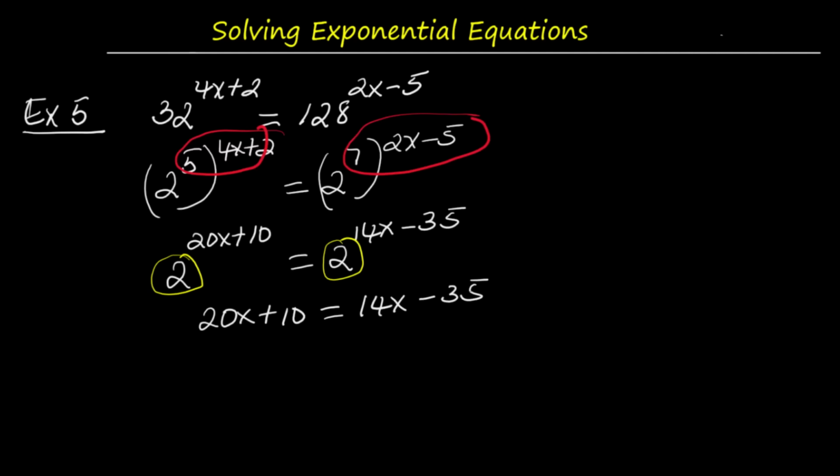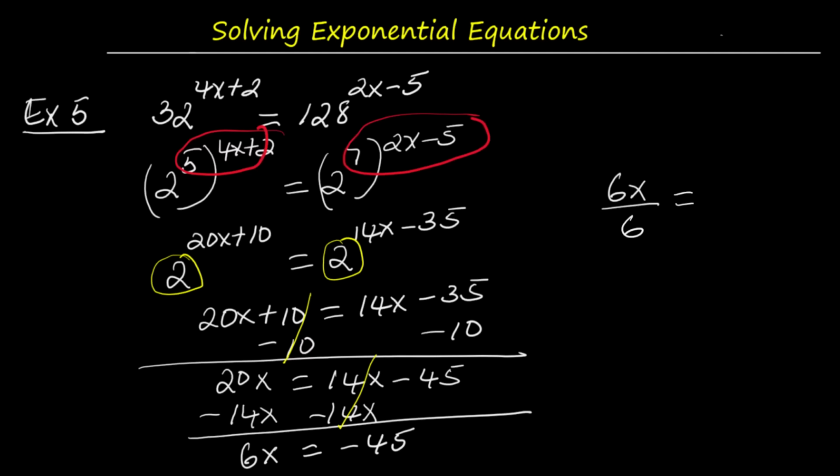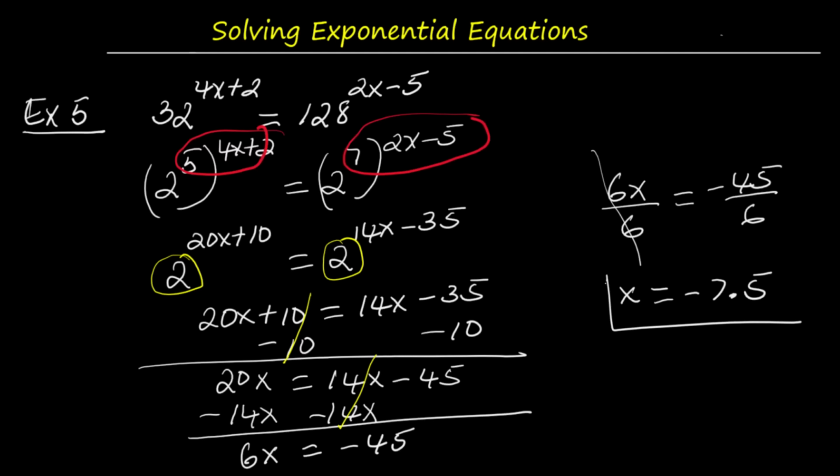Let's solve this. First, subtract 10 from both sides. Now we have 20x equals 14x minus 45. Next, subtract 14x from both sides. That gives us 6x equals negative 45. Now divide both sides by 6. X equals negative 45 divided by 6, which simplifies to negative 7.5. Final answer, x equals negative 7.5.